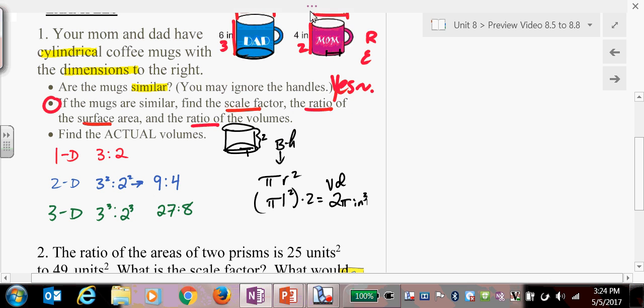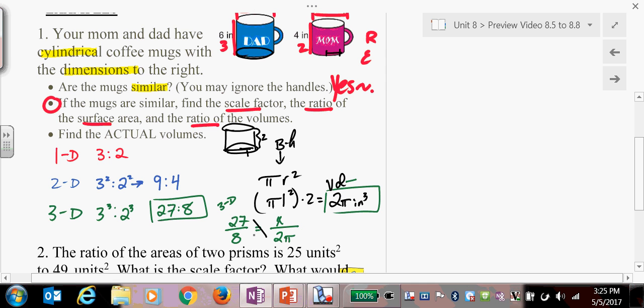Now there's a shortcut for the dad mug. Our volume from left to right is 27 to 8. Notice this is volume, so watch what I do. I can do it like this. 27 to 8. Why am I choosing this? Because this is our 3D ratio and we're working with volume. It equals our actual volume, which is 2 pi.